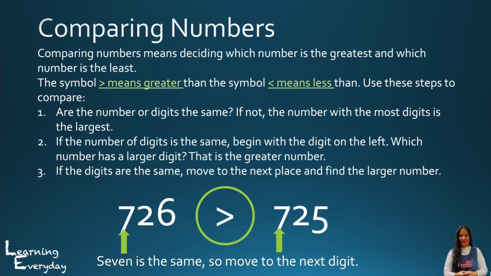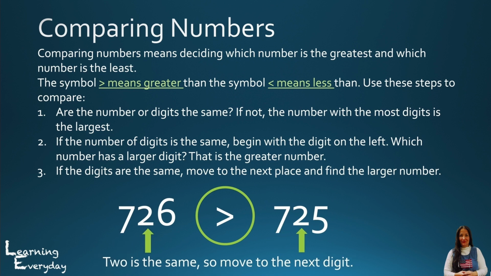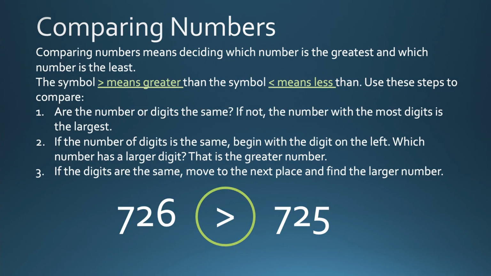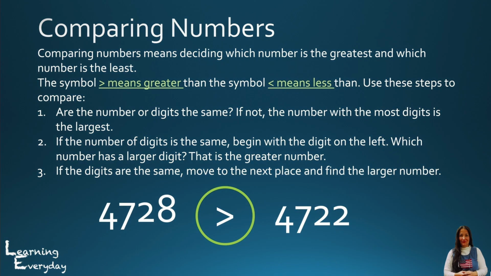Here we have 7 is the same, so we move to the next digit. 2 is the same, so we move to the next digit. 6 is larger than 5. 726 is greater than 725. So on the left side we have 4728. On the right side we have 4722.